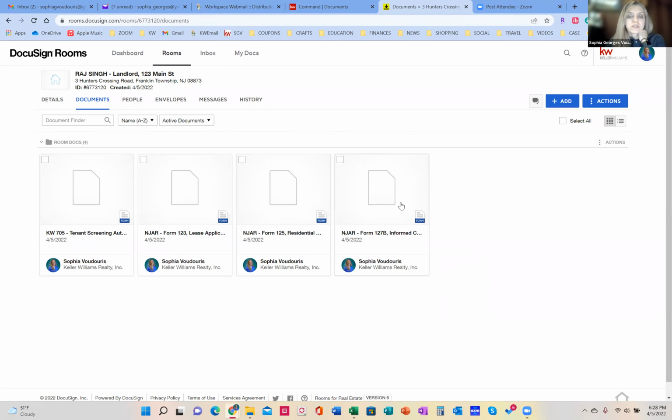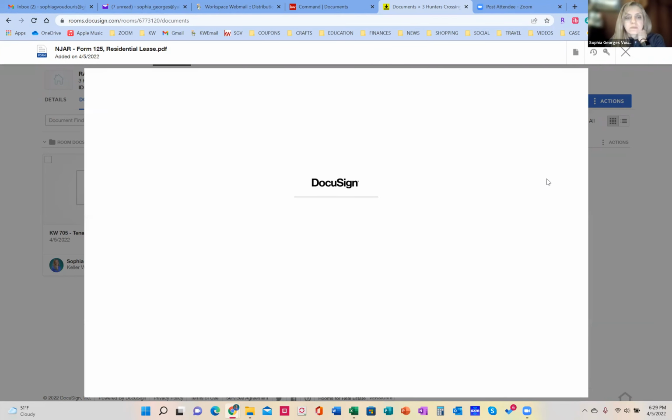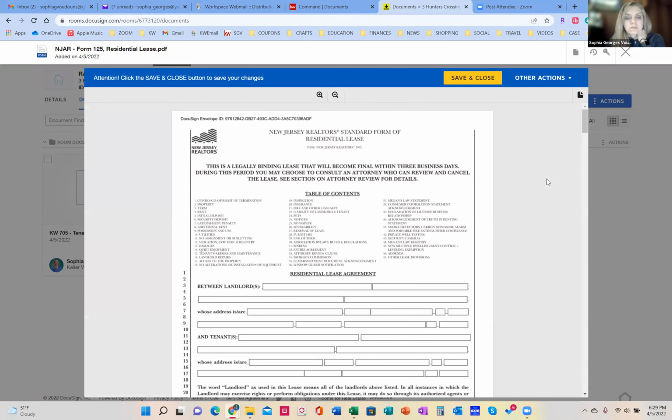And then, of course, the CIS you have, make sure you fill out the dual agency, because chances are you're going to be a dual agent. And then, of course, you have the, which one is this? The listing agreement? Oh, this is the lease.